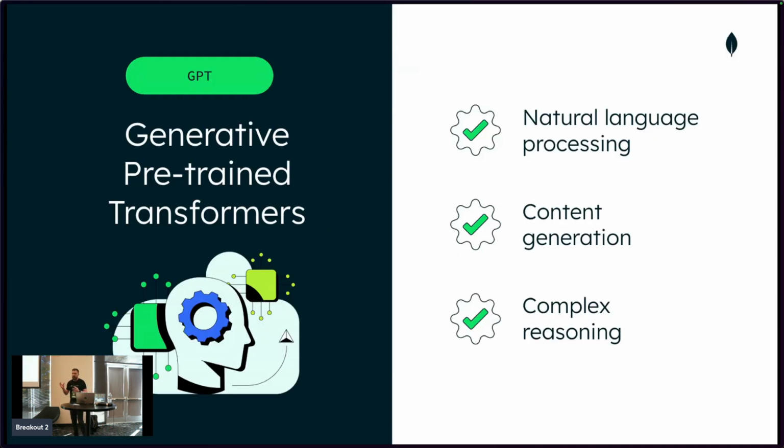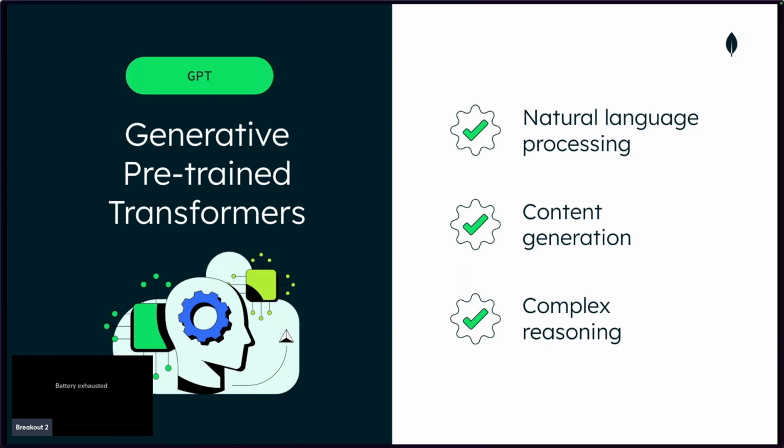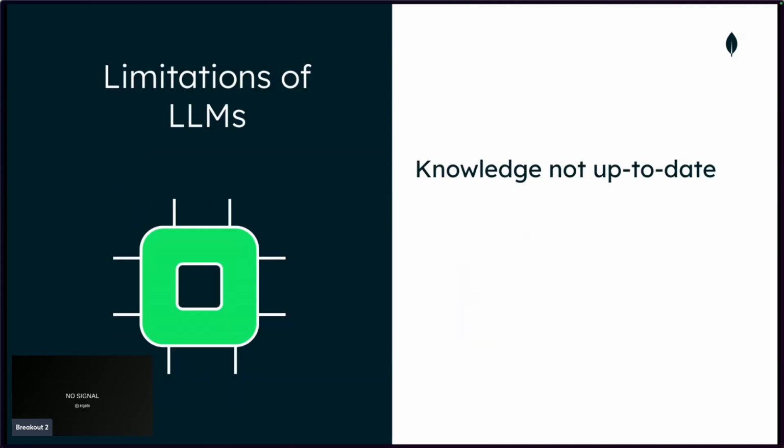So you've heard of this thing called GPTs, generative pre-trained transformers. These large language models perform a variety of tasks, from natural language processing, content generation, and even some forms of common sense reasoning. And so these are really the brains that make our AI applications smart. This is the underlying technology for that.